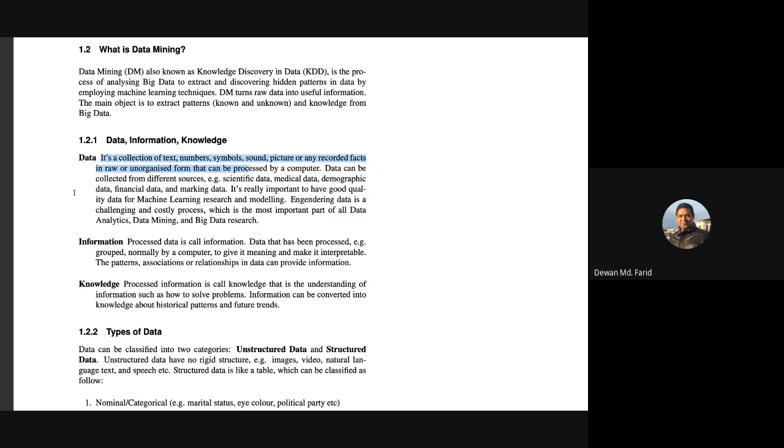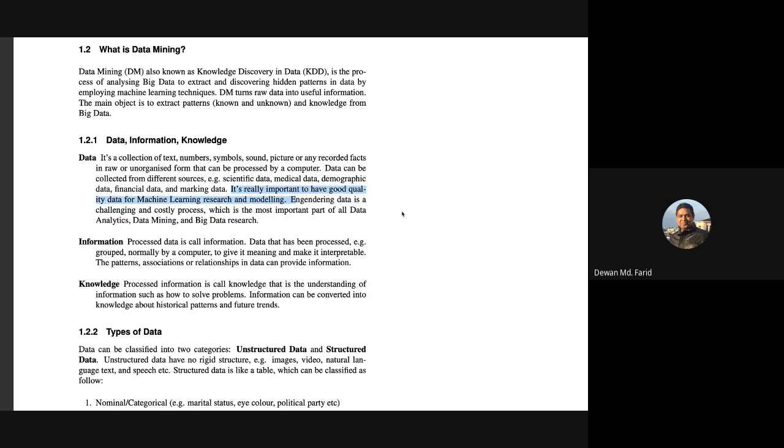It is really important to have good quality data for machine learning research and modeling. If your data is noisy and inconsistent, then if you build a model, the performance of the model will not be good. Clear? So to have a good performance of the model, we need to have good data.